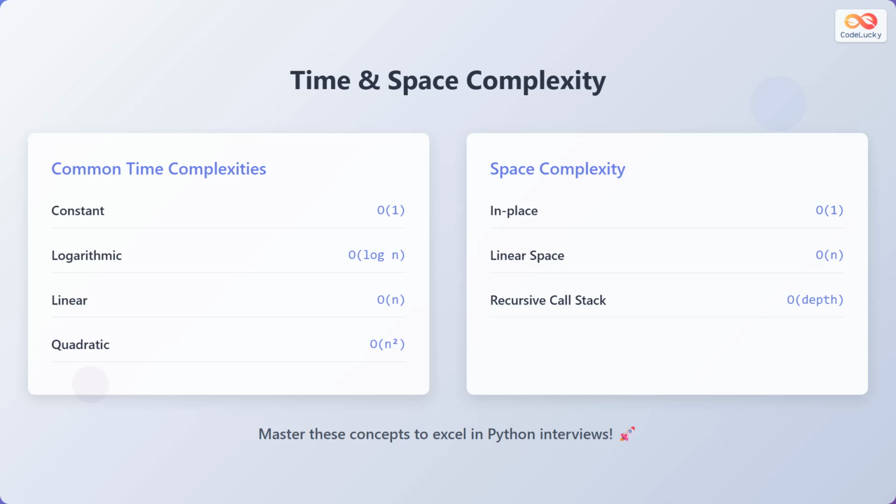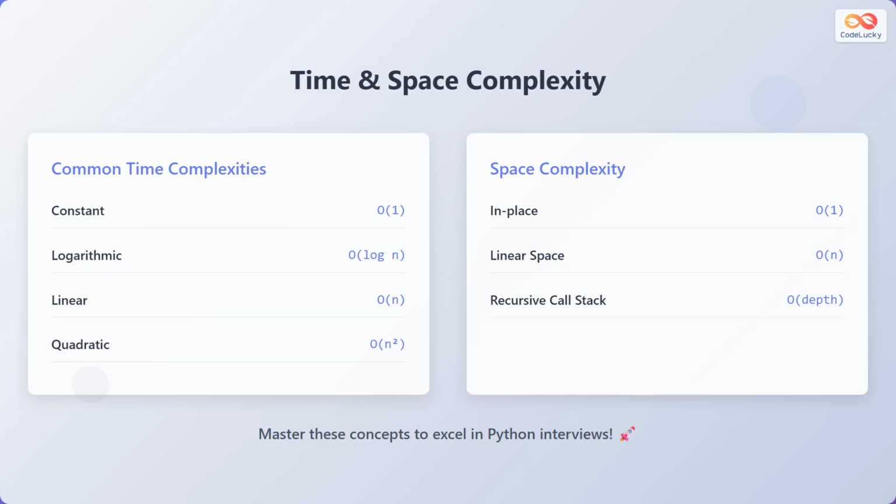Time and space complexity analysis is crucial for writing efficient code and succeeding in technical interviews. Time complexity measures how the runtime of an algorithm grows with input size. Common complexities include constant time, O(1), where operations take the same time regardless of input size, like accessing an array element by index. Logarithmic time, O(log n), where time grows slowly with input size, typical in binary search algorithms. Linear time, O(n), where time grows proportionally with input size, like iterating through an array once. Quadratic time, O(n squared), where time grows with the square of input size, common in nested loops.